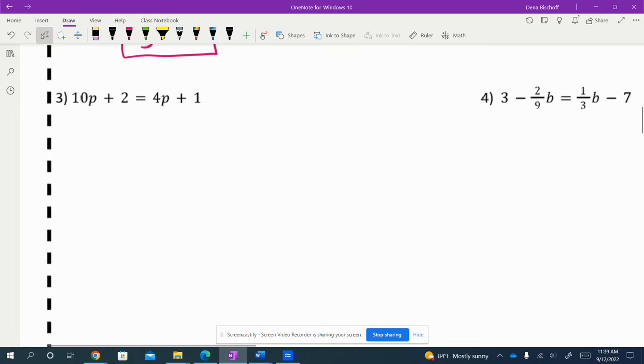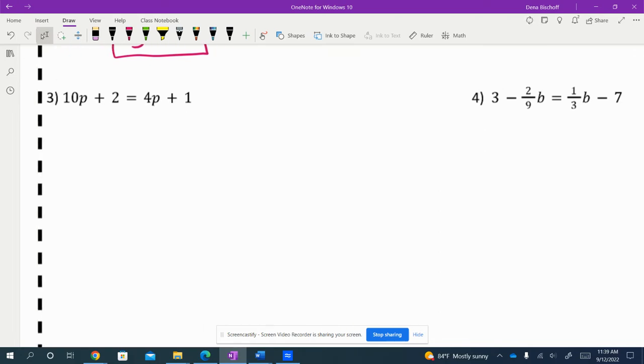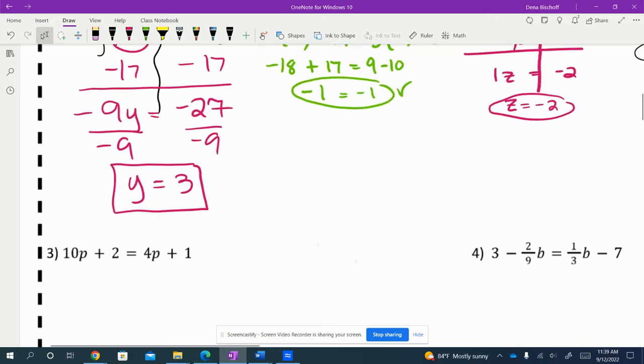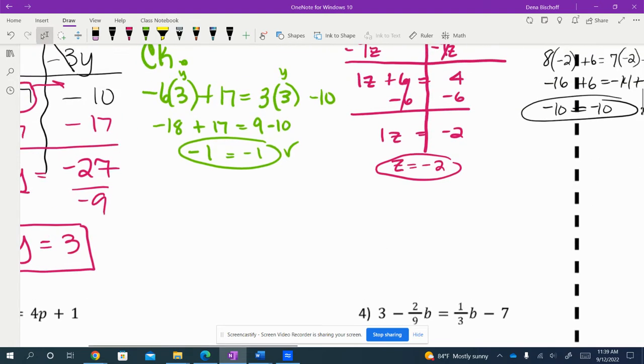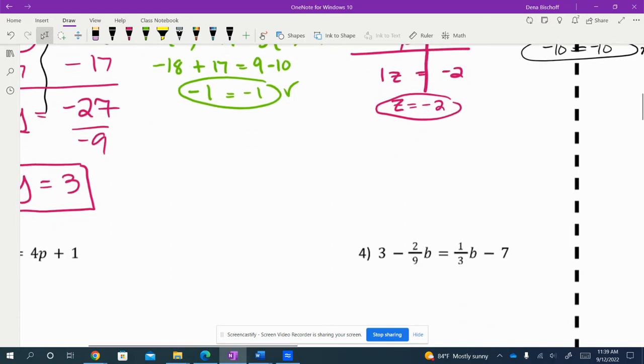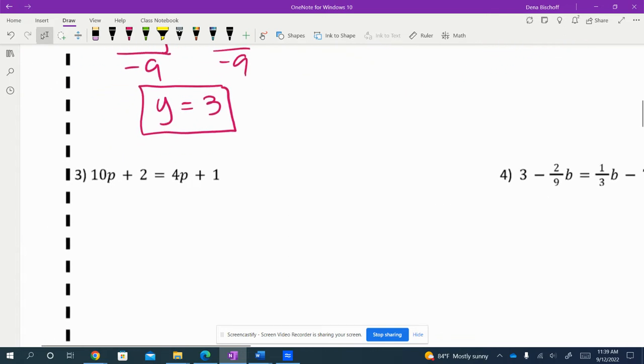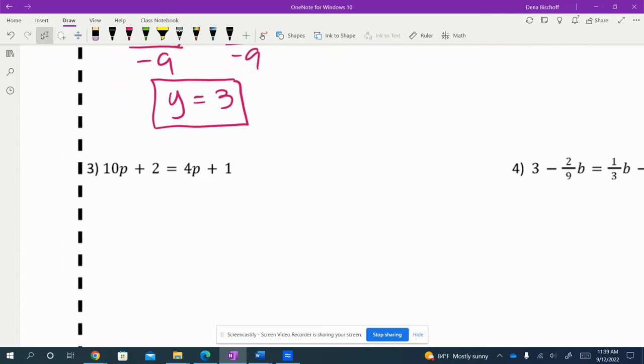Yep. And sometimes on a test, I will put, what did you get when you did the check? So on number 1, when we did the check, we got negative 1 equals negative 1. On number 2, when we did the check, we got negative 10 equals negative 10. So I might put a question like that on a test, and you would write negative 1 equals negative 1. Or instead of writing, it's good. You know what I mean? I want to know what physically ended up when you did the check.